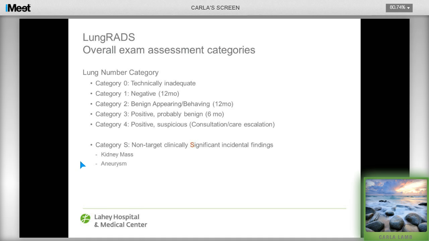And again, Category 4 is the most suspicious of all findings and requires some level of escalation of care, which may not necessarily lead to a biopsy, but may lead to at least evaluation and further risk stratification.